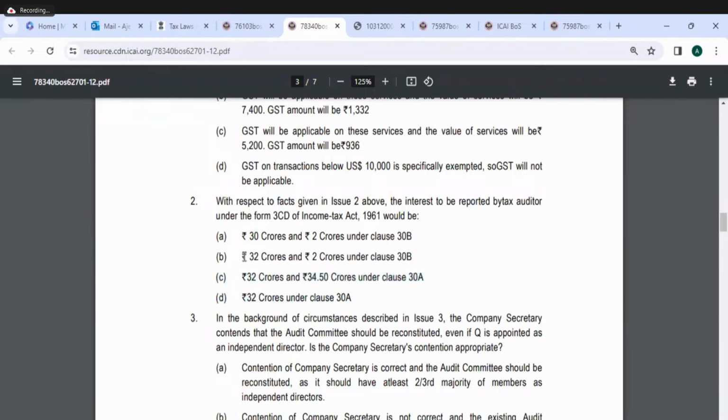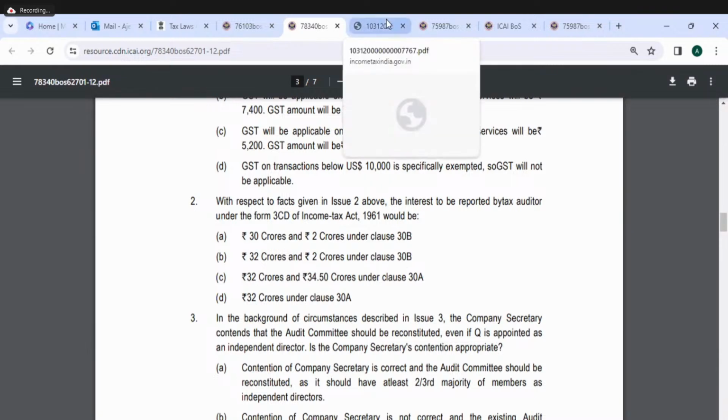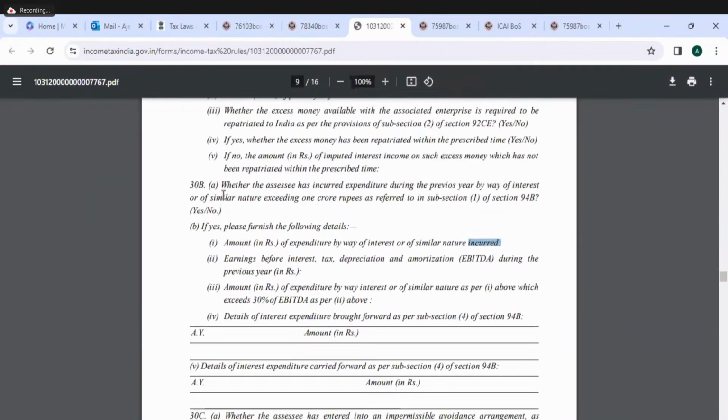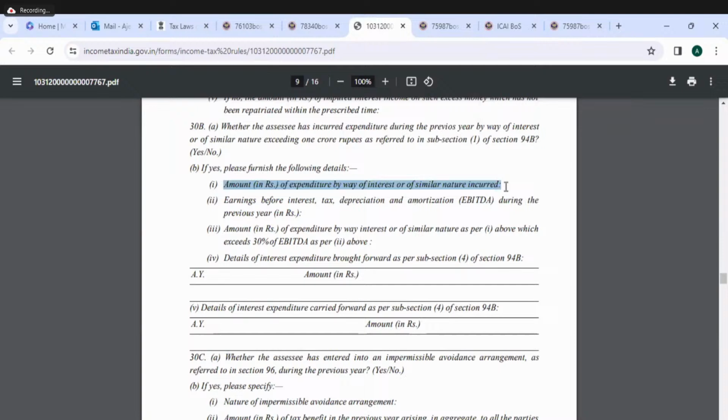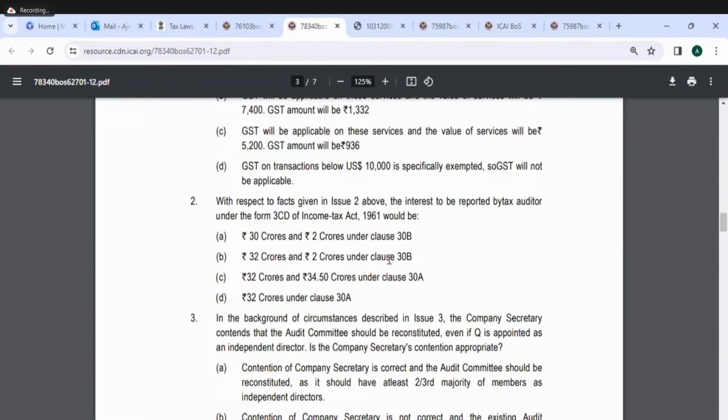Now, what is option B? Rupees 32 crores and 2 crores under clause B. Yes, in Form 3CD under clause 30B, you have to report, first, 32 crores as the interest incurred by WTL, and third, your rupees 2 crore as the excess interest which is disallowed by virtue of section 94B. So the correct answer in this case would be option B.